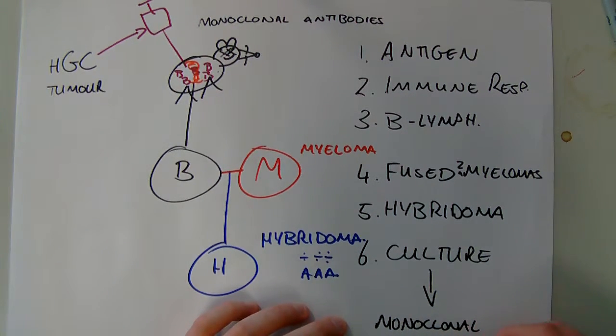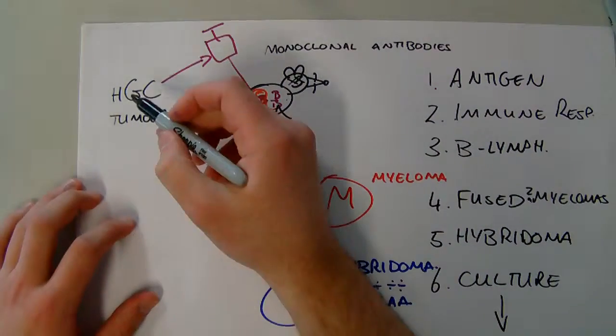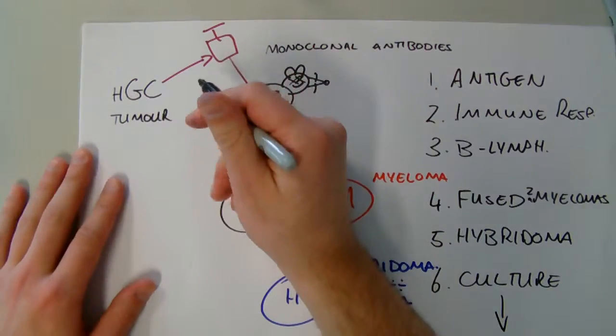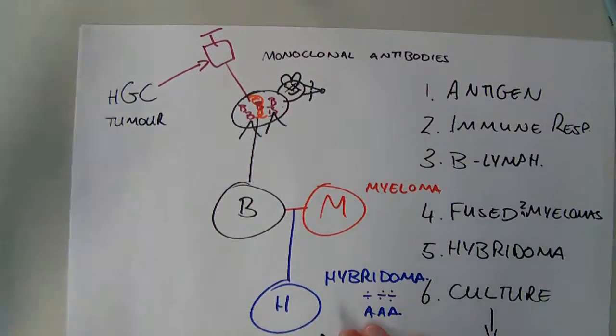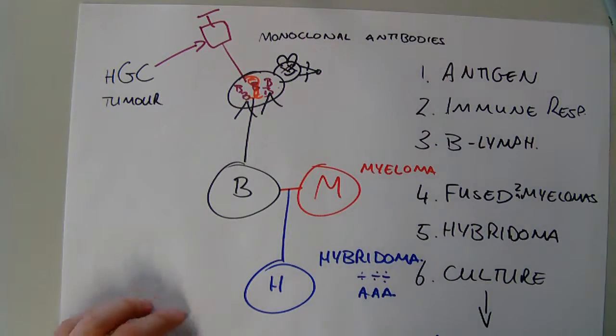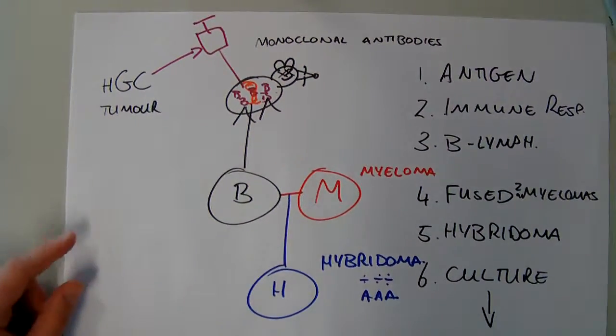And that's it. So you can do that for any antigen that you like, and again, the examples you need to know are uses in pregnancy and the uses in tumor location and destruction. But that's for another video, which is why we're pausing.